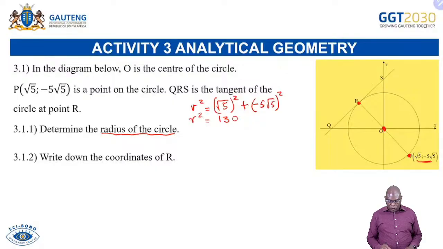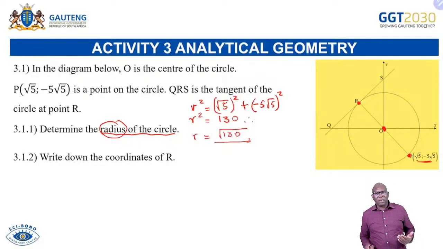This is r squared. But the question says you must get the radius, not radius squared. So my radius will be the square root of 130. Please, in analytical geometry, try to leave your answer in surd form. In some questions they will not say anything, but in analytical geometry just leave your answer in surd form, unless it states that you must write your answer correct to a decimal. Then you can do that. So read what the instruction says.